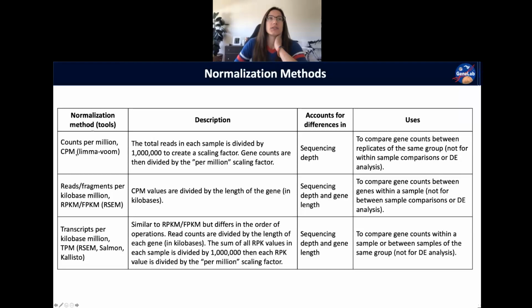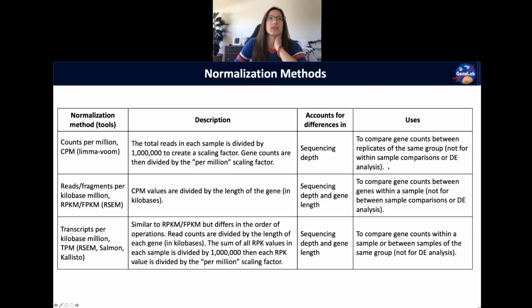Just to let you know, counts per million is a type of normalization method used. Limavoom is one of the tools that uses counts per million. The total reads in each sample is divided by 1,000,000, and that creates a scaling factor. Then the gene counts are divided by that per million scaling factor. As we just talked about, that will account for differences in sequencing depth, right? Because we're taking into account the read depth by dividing by that per million scaling factor.